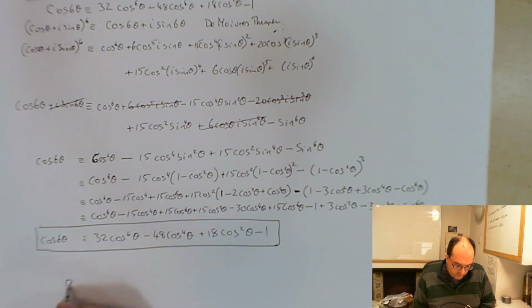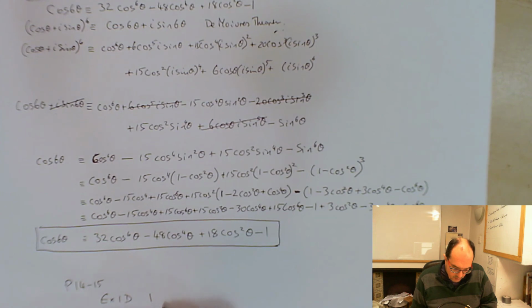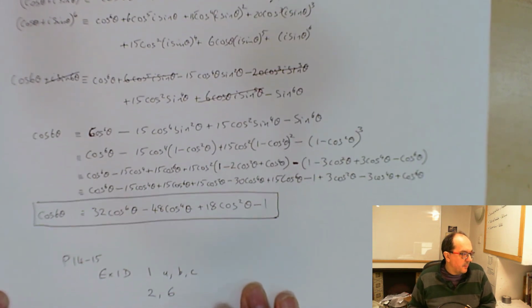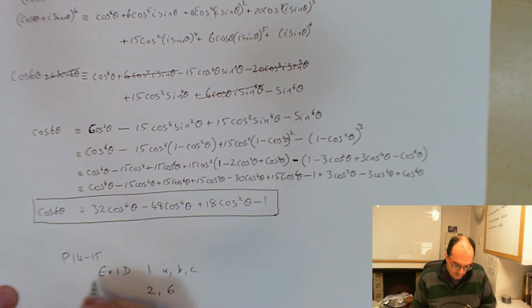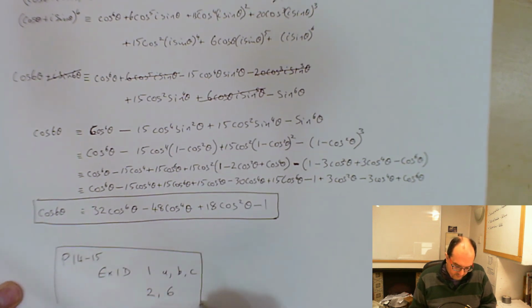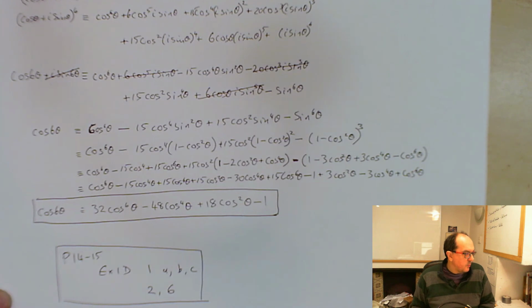On pages 14 to 15, exercise 1D, question 1 A, B and C, and questions 2 and 6. Move that up a bit, don't I? So you can see it all in there. Page 14 to 15, exercise 1D, and it's questions 1A, 1B, 1C, and questions 2 and 6.